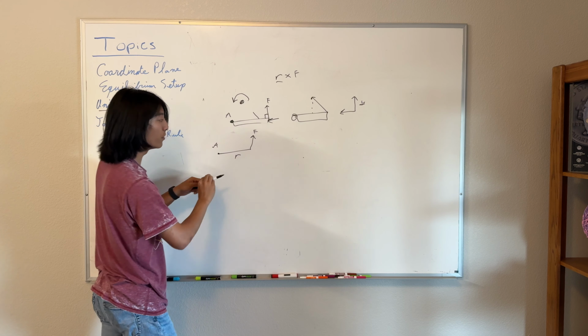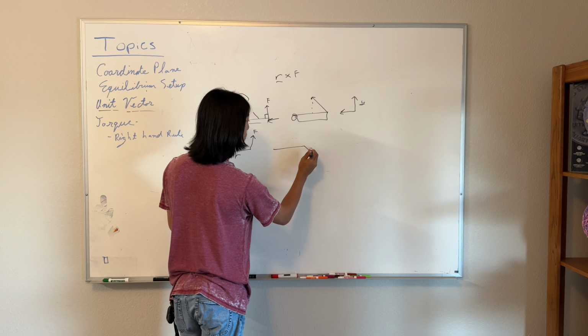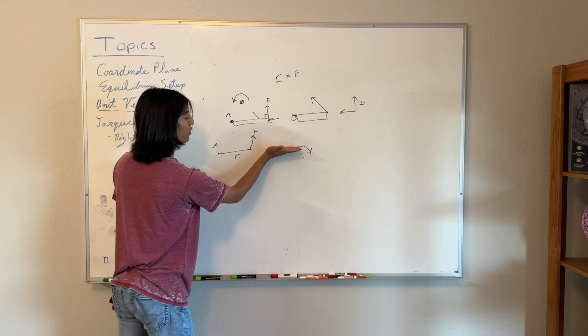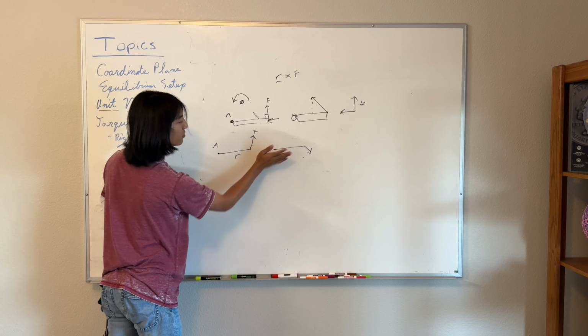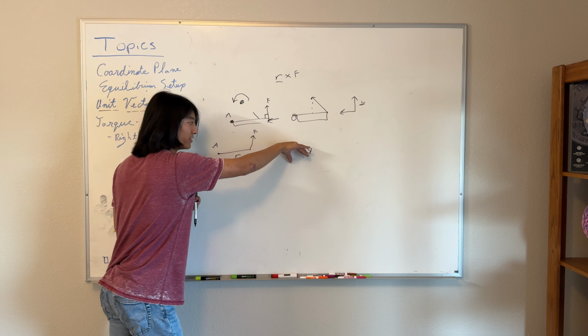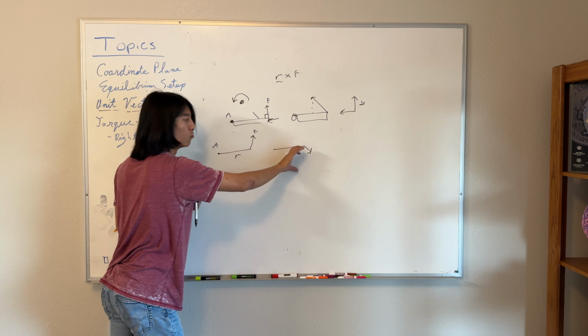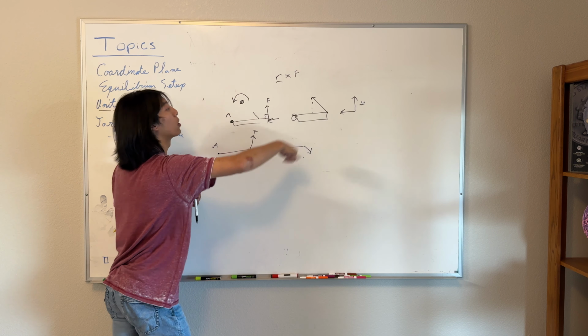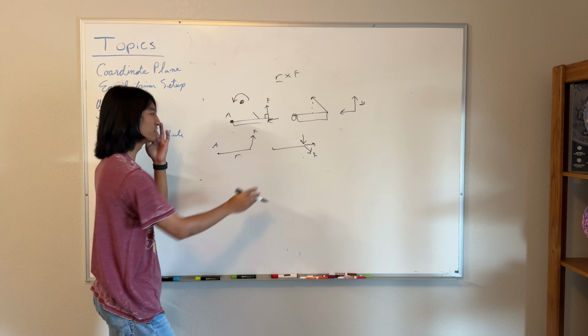Then in the other case right here, my fingers come this way, but they don't curl back. So I have to put my hand like this, follow the radius, come down to the force, and curl. Which direction is my hand curling? Clockwise.